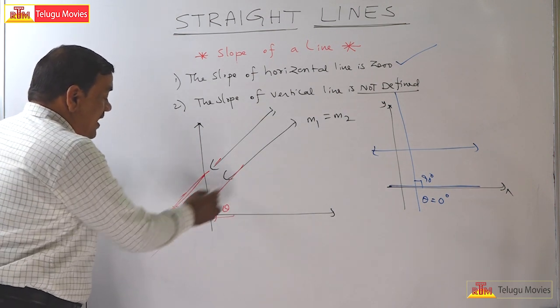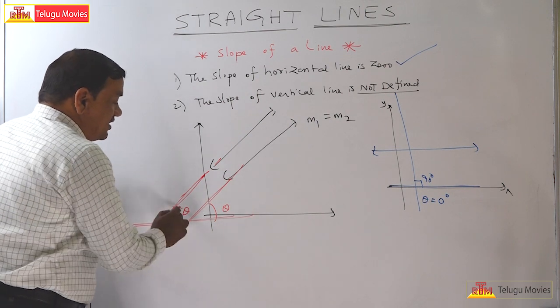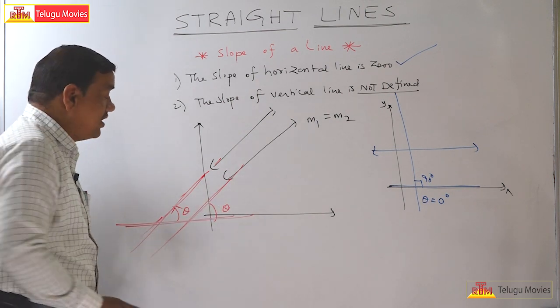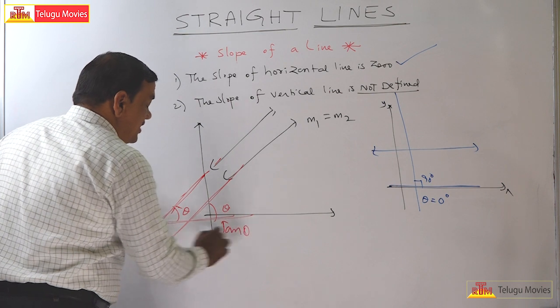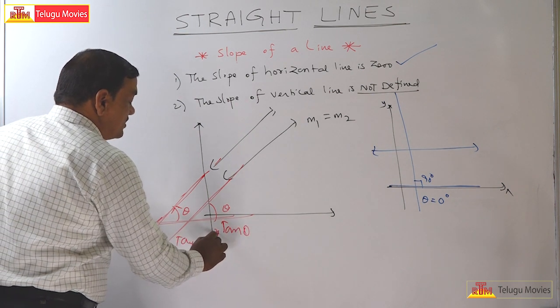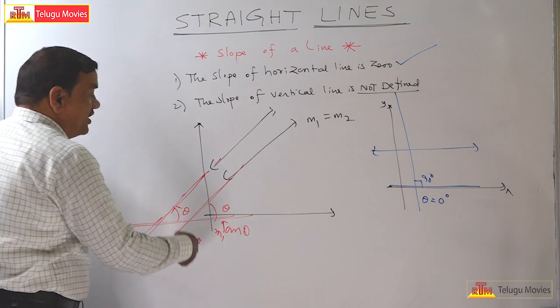If these two are parallel lines and it is a transversal, these two corresponding angles are equal. Therefore, here tan theta, both are the same. M1 is equal to M2.